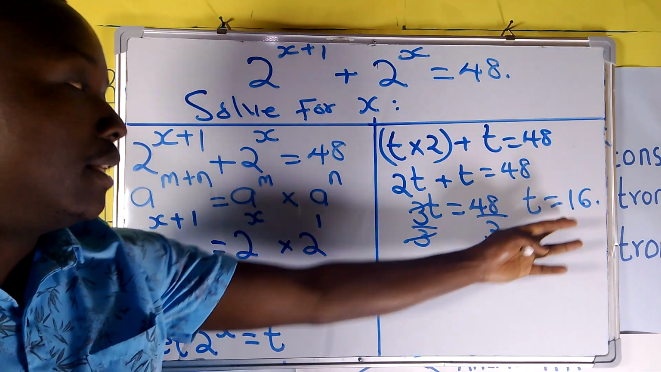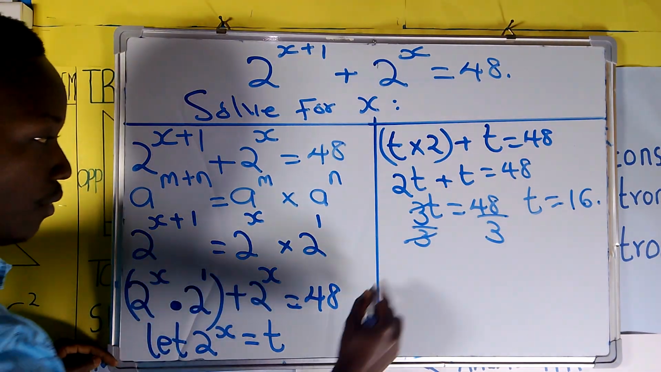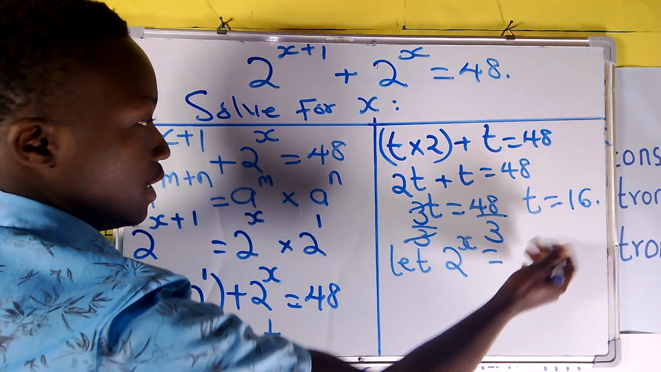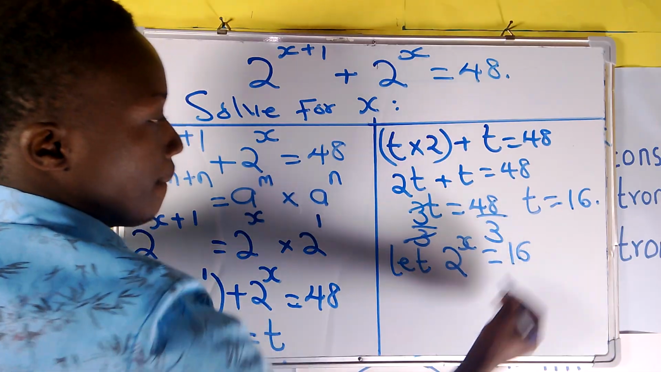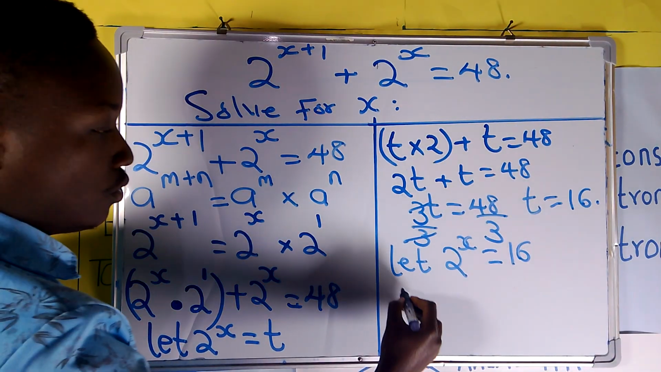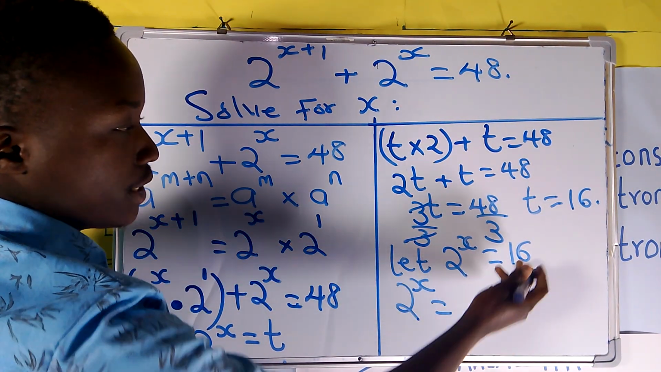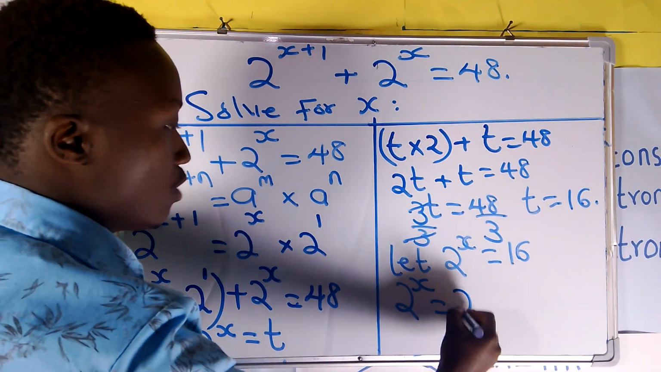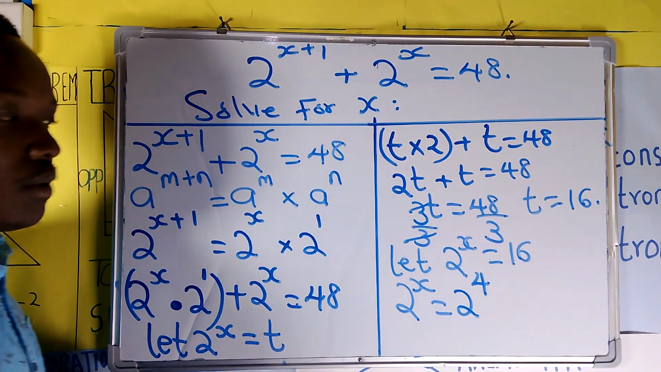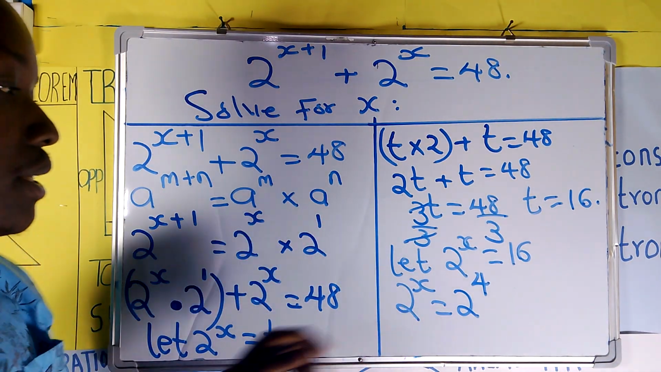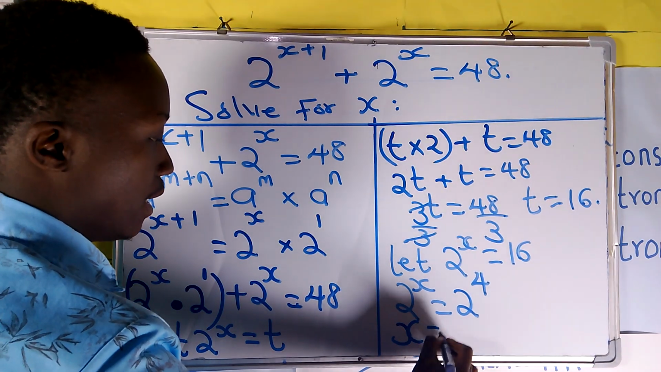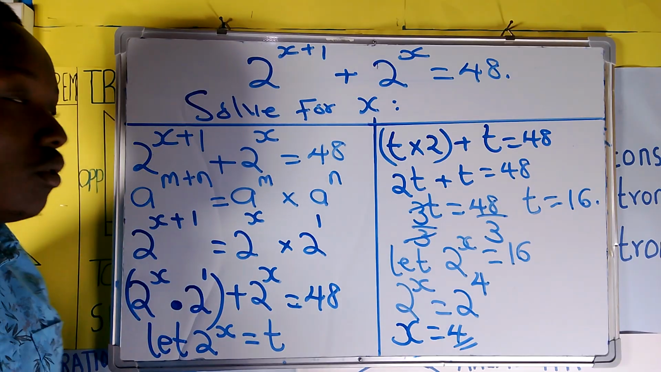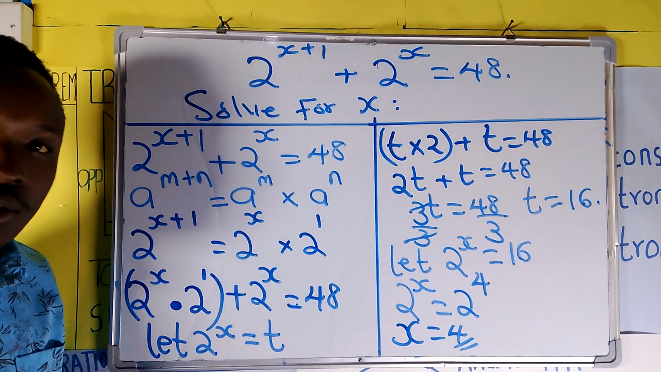Once we get our t, we will now bring it back here where we said let 2 to power x be equal to t. Our t is 16. So having 2 to power x is equal to 16. 16 is a factor of 2, to which it is 2 to power 4. So once we have that, we will now drop the base and we will be left with our x as 4. So our x is going to be 4. So that is how we go through this question. That is how we maneuver through this question.